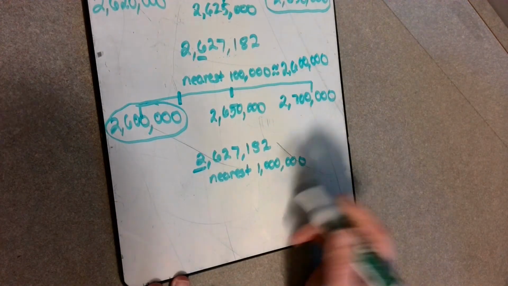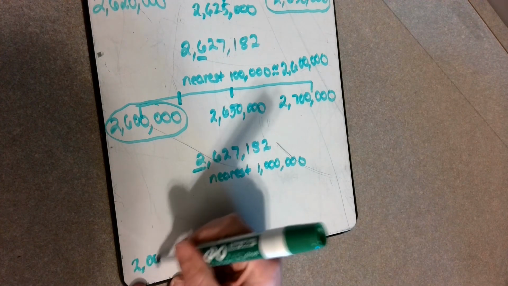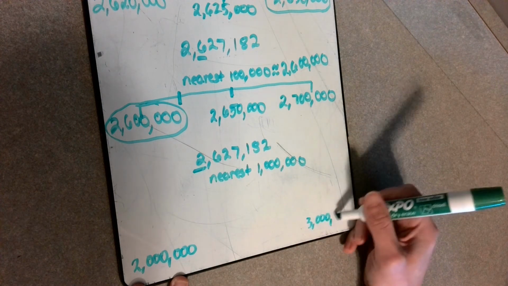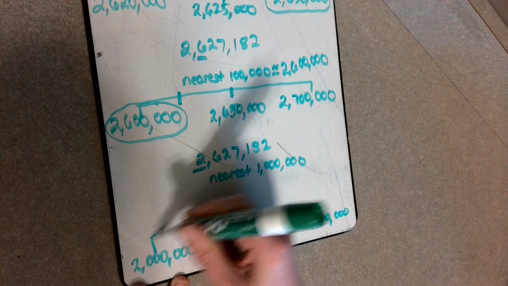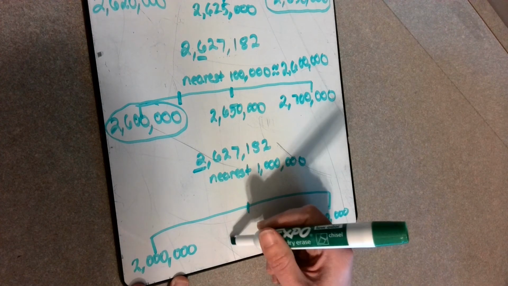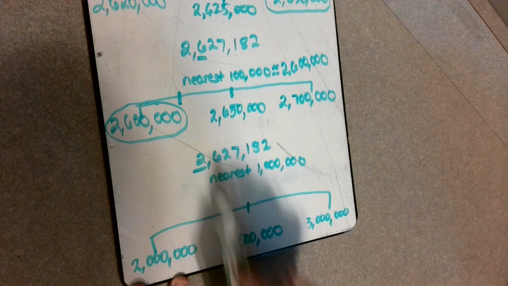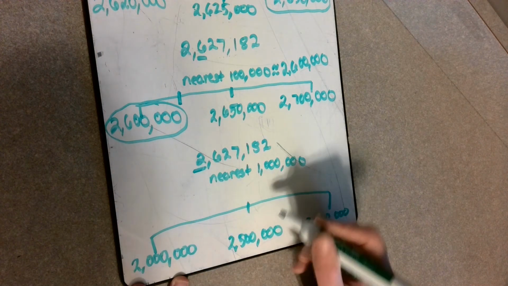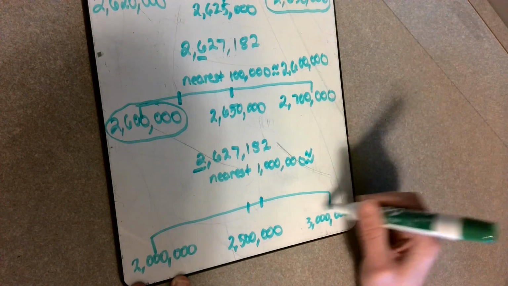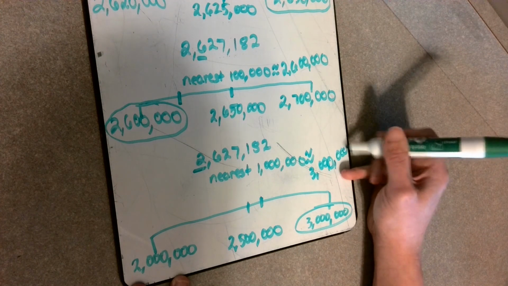For our last one, to the nearest million, I think about 2 million or 3 million. Halfway between a million is 500,000, so I can add that to my lower number to find my halfway point. And I think 2,627,000 comes after 2,500,000. So we would round up to 3 million.